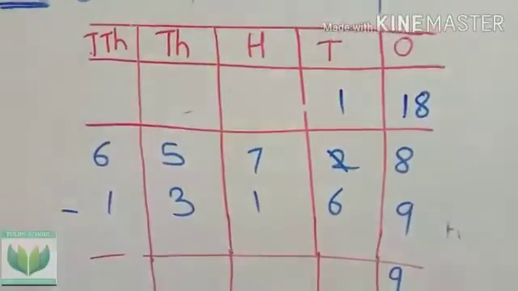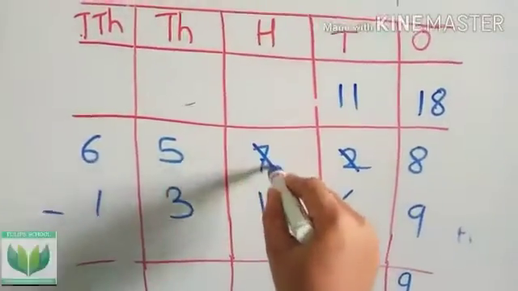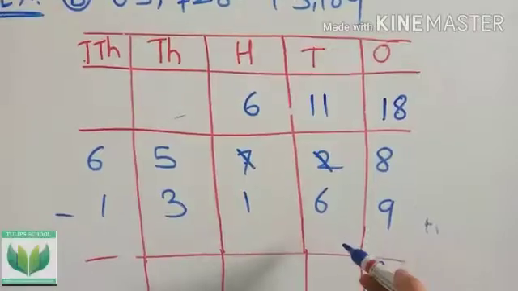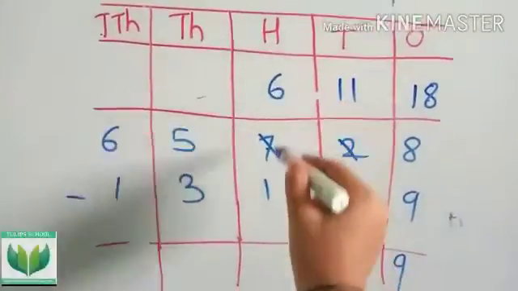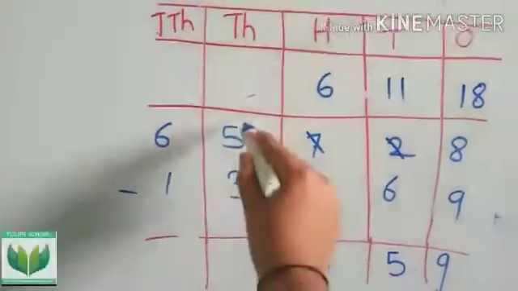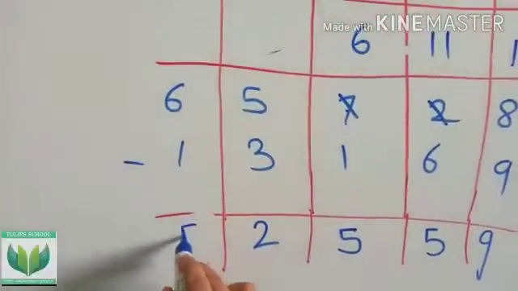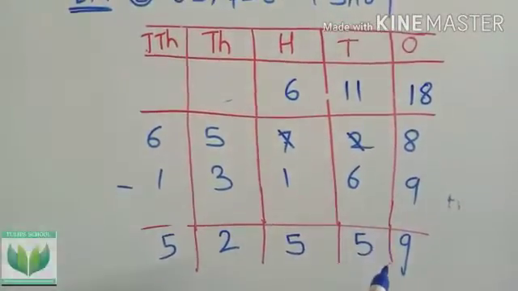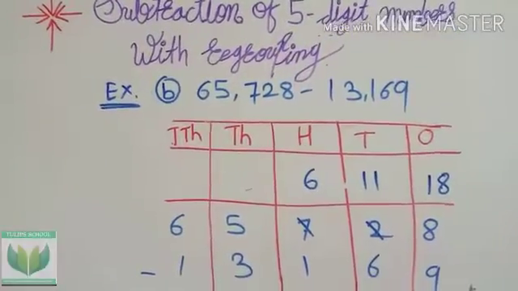Now 1 minus 6, is it possible? No. We have to take 1 from the 7, and 7 minus 1 becomes 6. Now 11 minus 6 we have to do. We know that the answer is 5. Now 6 minus 1, we know that the answer is 5. 5 minus 3, 2. 6 minus 1, 5. Now the answer we get is 52,559. This is called subtraction of 5-digit numbers with regrouping.